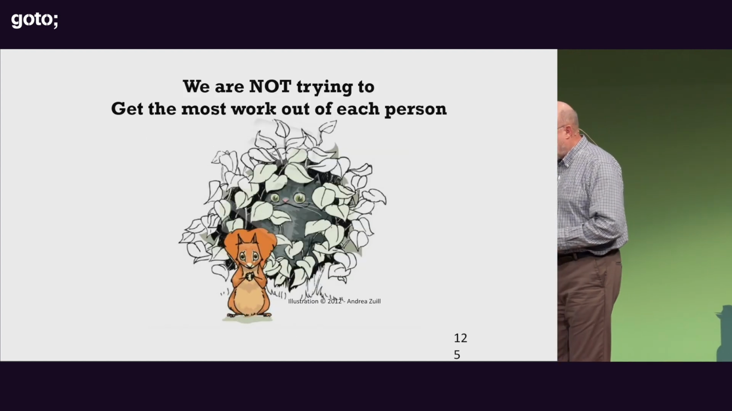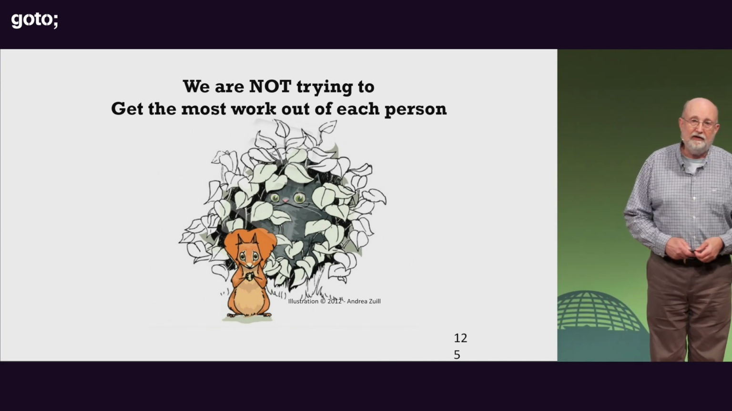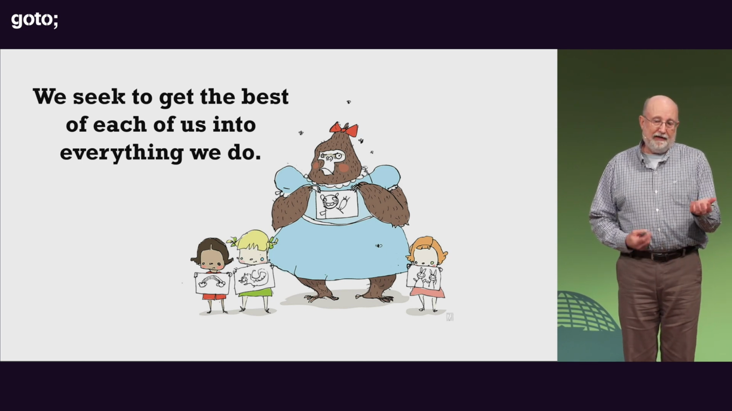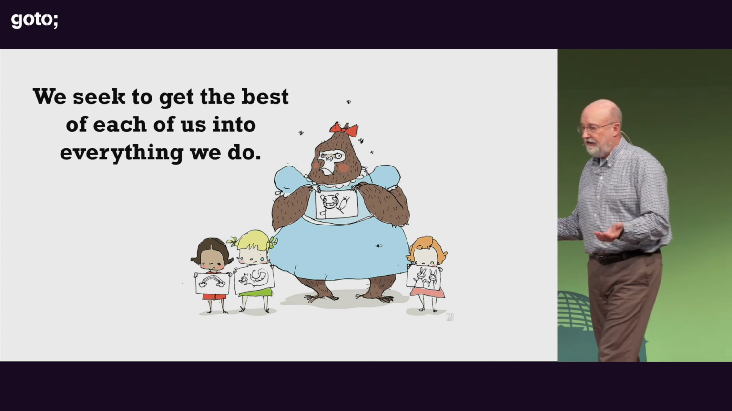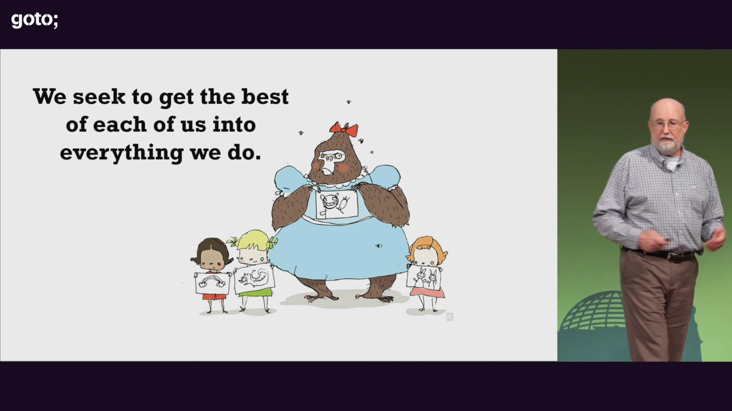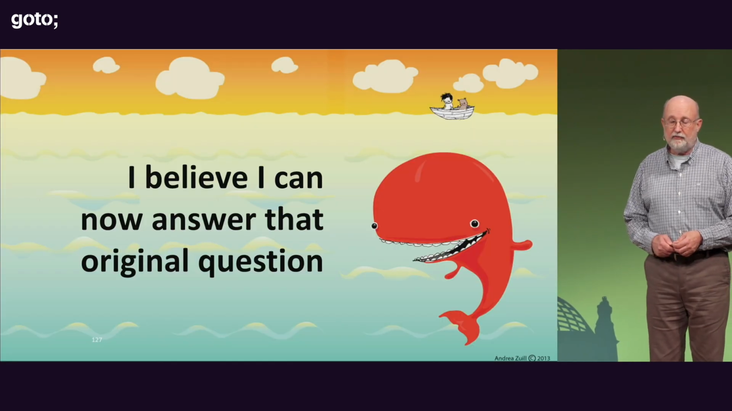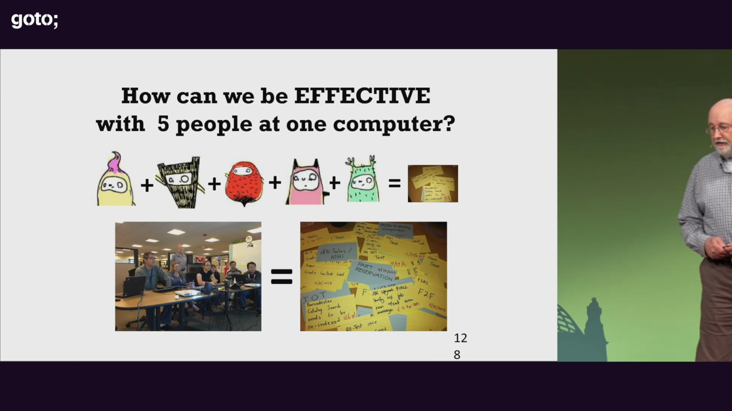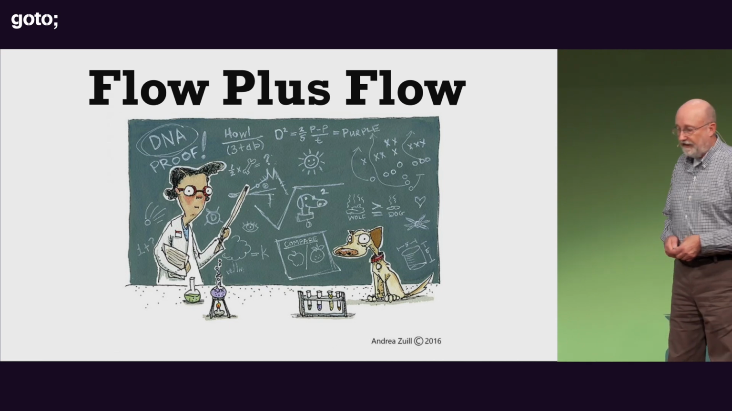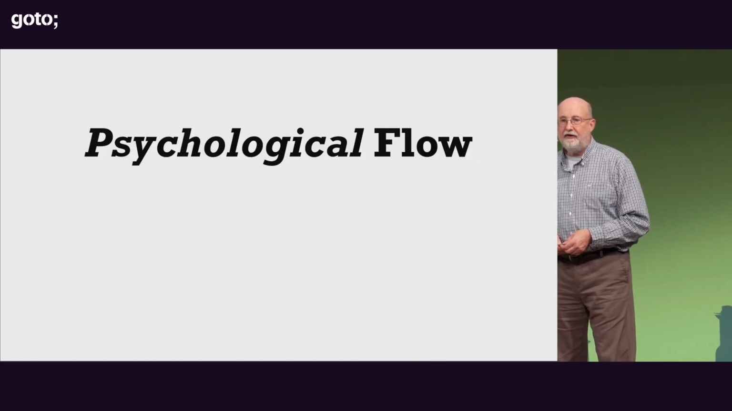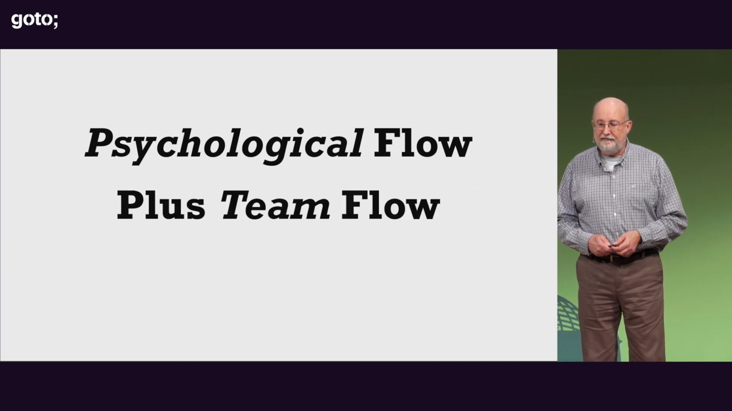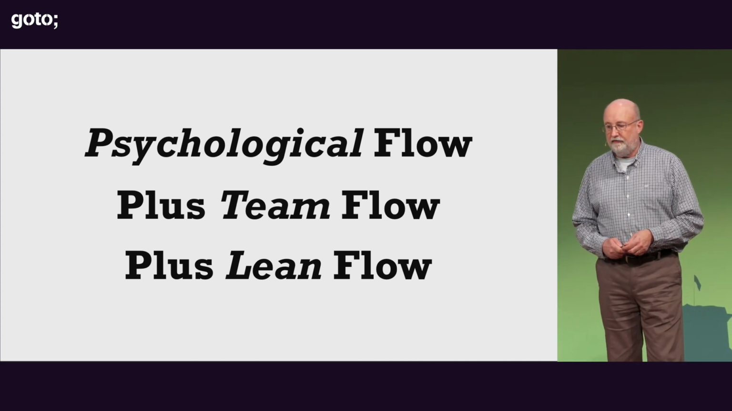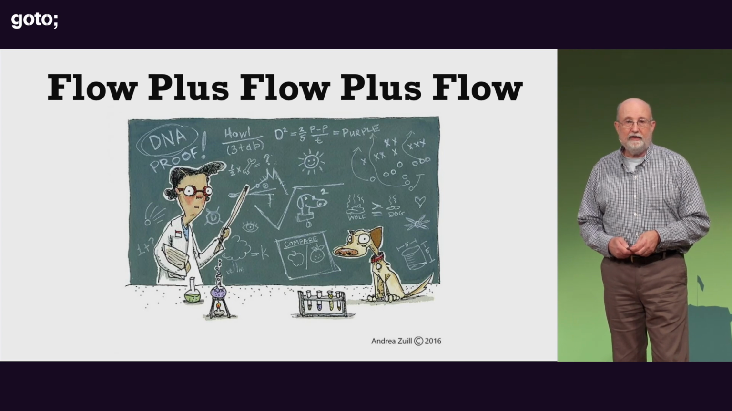We're not trying to optimize or get the most work out of each person. We're trying to get the best of each person into everything we do. So much higher quality means less of that rework later, less of the bugs to fix. We're not working on the wrong things and so on. So I think I can answer that original question. How can we be effective with 5 people at one computer? Well, we're getting this flow of both kinds. The psychological flow, and then we found that there was also the team flow, and we found that there was the lean flow. So we're getting flow plus flow plus flow. So rather than just flow plus flow, we're getting flow plus plus.